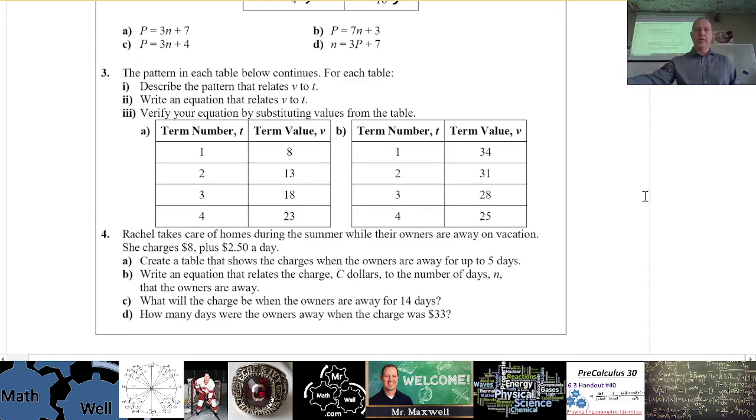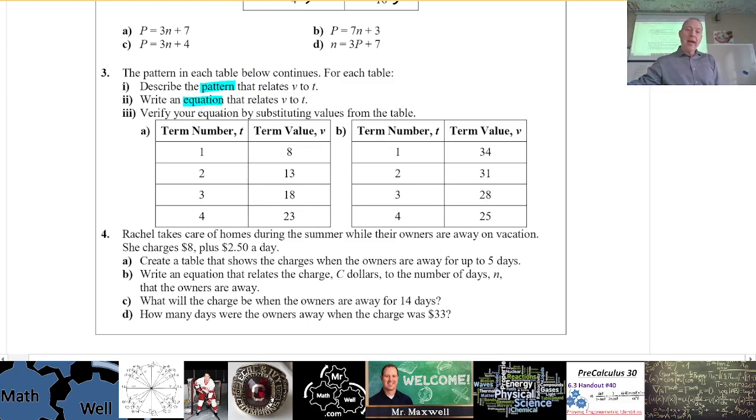So for number 3, it says describe the pattern that relates v to t. Now, you'll have to notice that there's 2 separate questions. One says describe the pattern, and one says write the equation. So what you need to remember from your notes is that the pattern is different than the equation in that there's only really one variable. You don't write an equal sign in the relation or the pattern. It's a very small difference, and we mostly work with equations, but I'll help you on this one, okay?